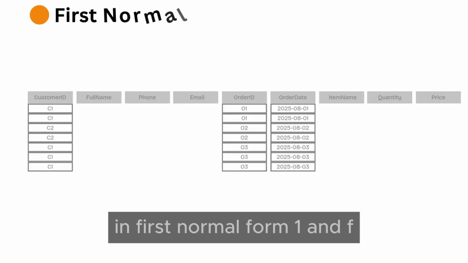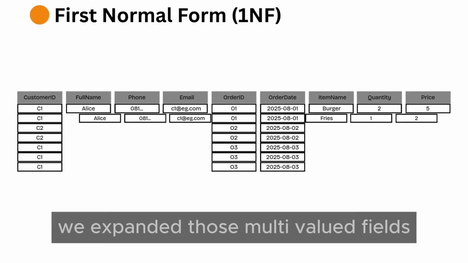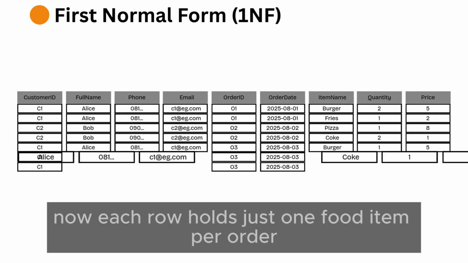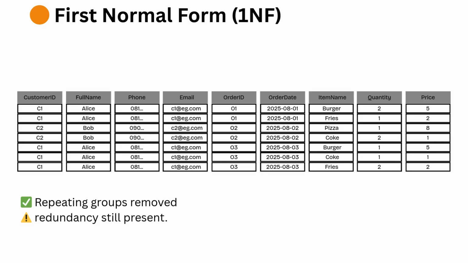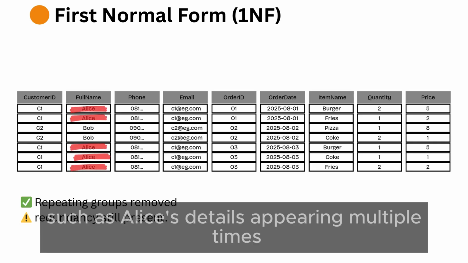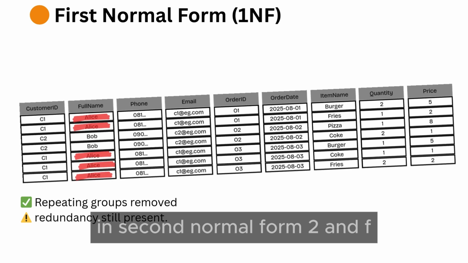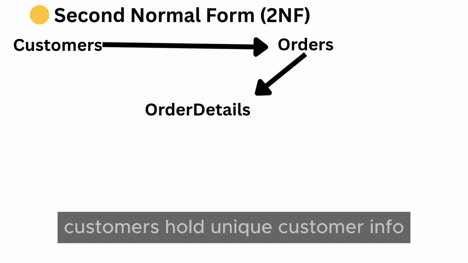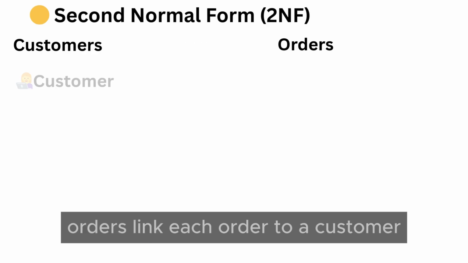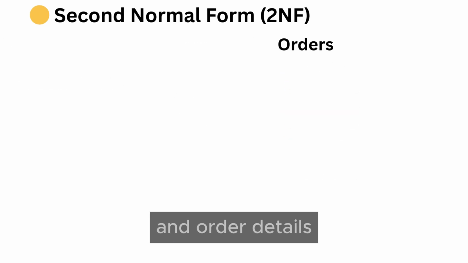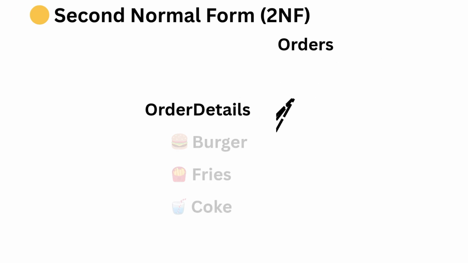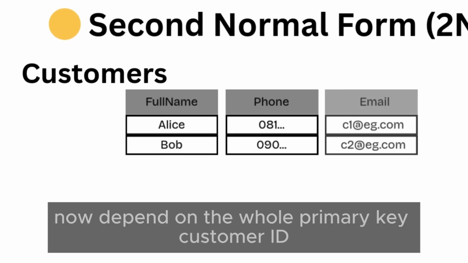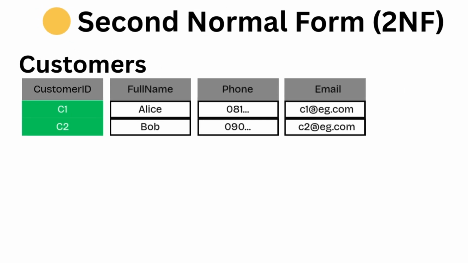In first normal form, 1NF, we expanded those multi-valued fields into separate rows. Now, each row holds just one food item per order, but we still see a lot of repeated information, such as Alice's details appearing multiple times. In second normal form, 2NF, we broke the data into 3 tables: customers, orders, and order details. Customers hold unique customer info. Orders link each order to a customer, and order details break down which food items are in each order. This removes partial dependency because non-key attributes such as full name, phone, and email now depend on the whole primary key customer ID instead of just part of it.